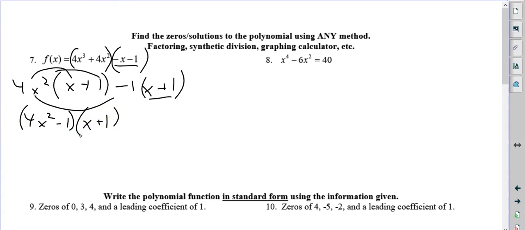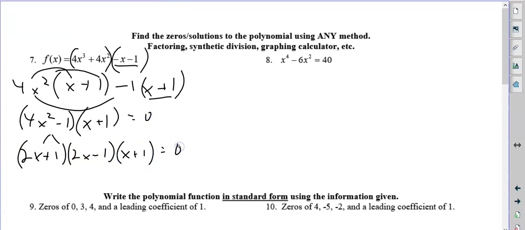Okay? Well, this factors as a difference of 2 squares to 2x plus 1, 2x minus 1. So there's my 3 answers. I'm going to subtract 1 and divide by 2. I'm going to add 1, divide by 2, and subtract 1. There's my 3 answers. 1/2, negative 1/2, negative 1.